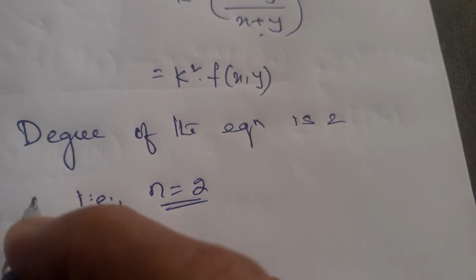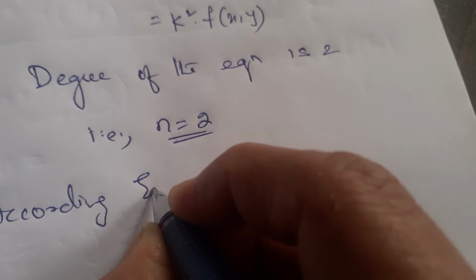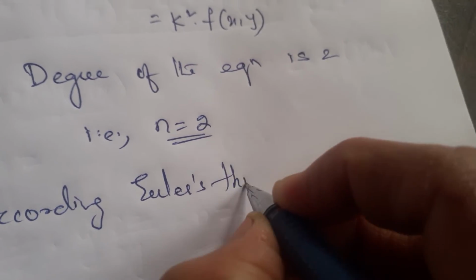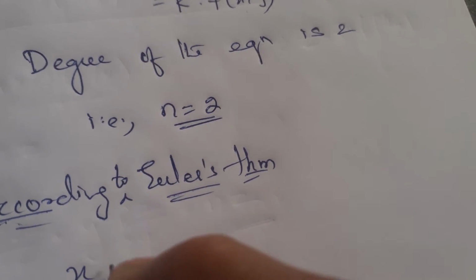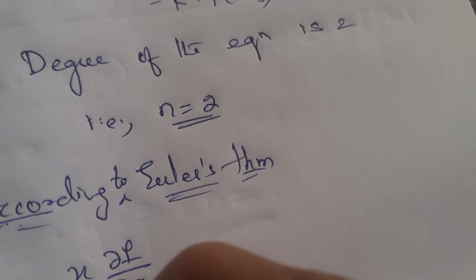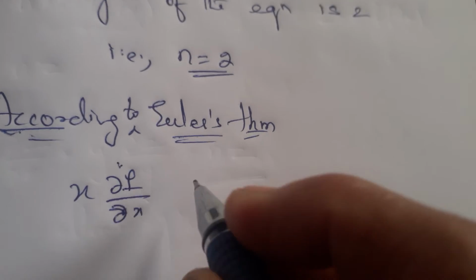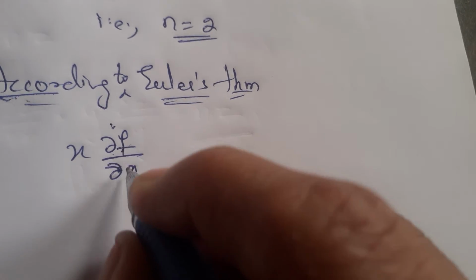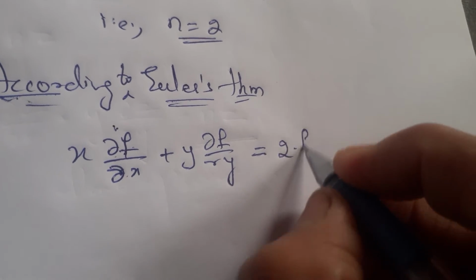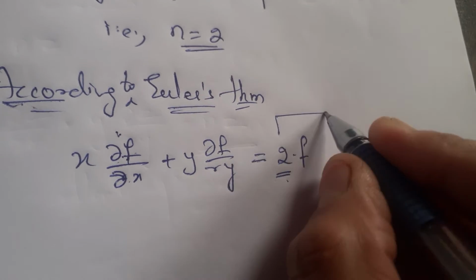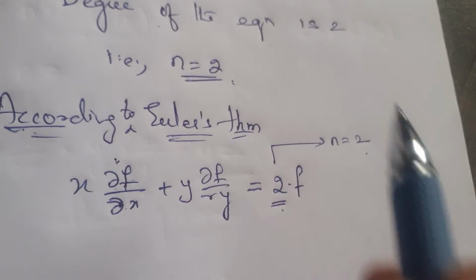Now we are proceeding to the Euler's theorem equation. According to Euler's theorem, previously z was our function, now f is our function. So x ∂f/∂x plus y ∂f/∂y equals 2f. In place of n I am substituting 2, because we got n equals 2 as the degree of the equation.